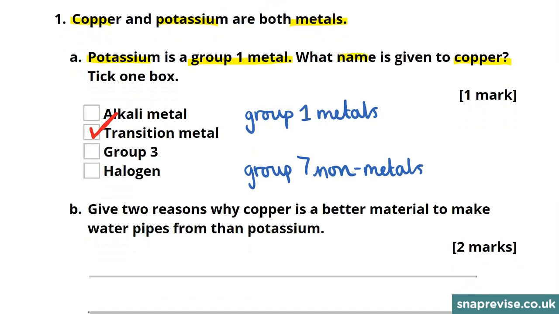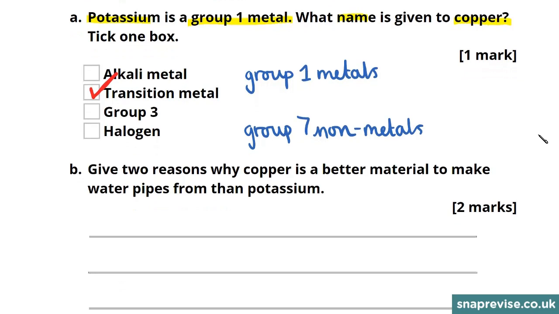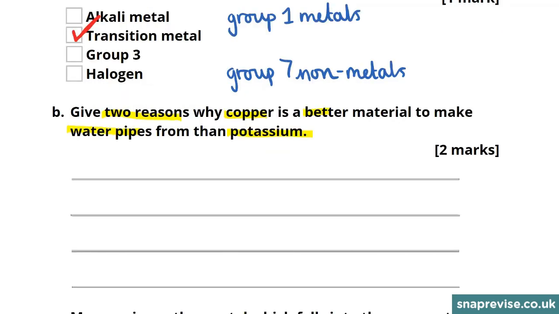We're now asked to compare copper and potassium, specifically to give 2 reasons why copper is a better material to make water pipes from than potassium. To answer this question, you need to remember some comparisons we can make between the group 1 metals and the transition metals. An important fact in this case is that the group 1 metals react violently with water, so therefore potassium also does as an example of a group 1 metal.